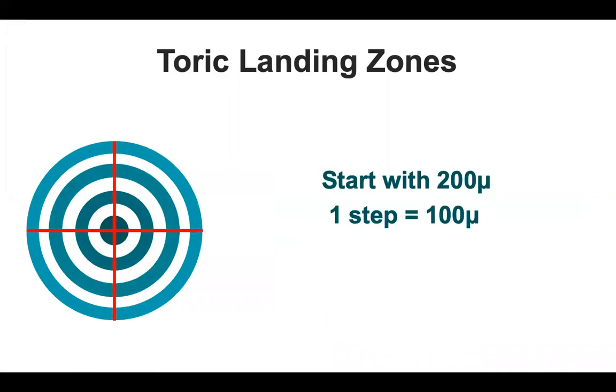The average amount of scleral toricity that will fit the majority of eyes is approximately 200 microns.